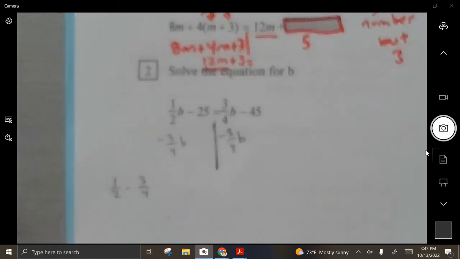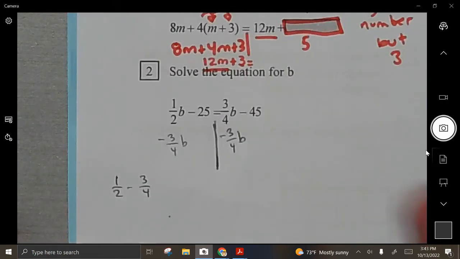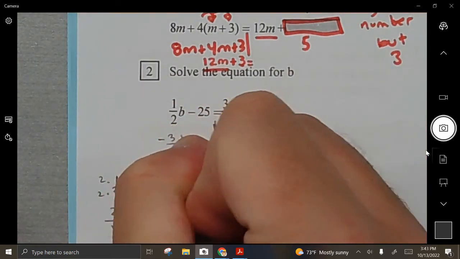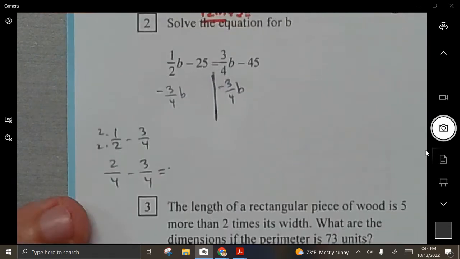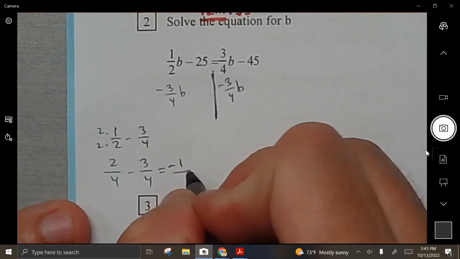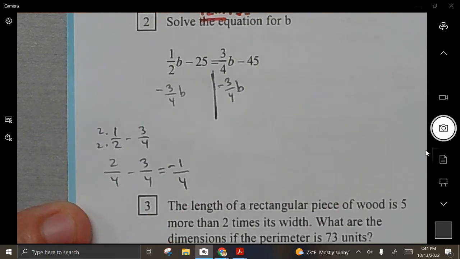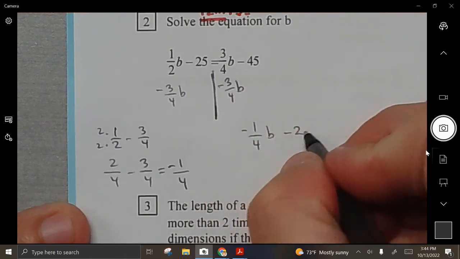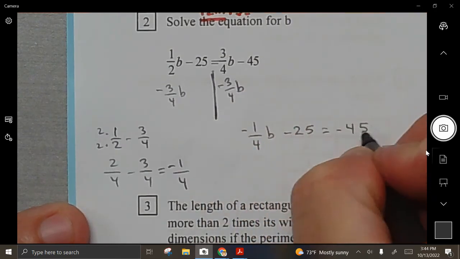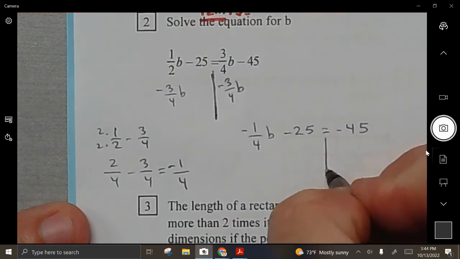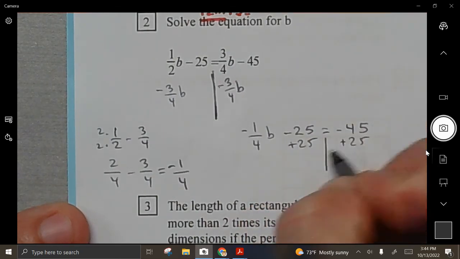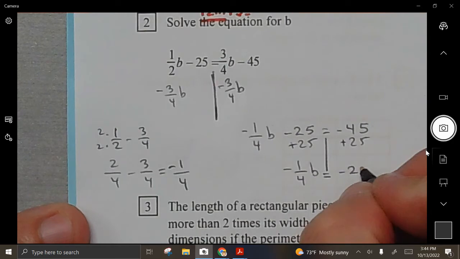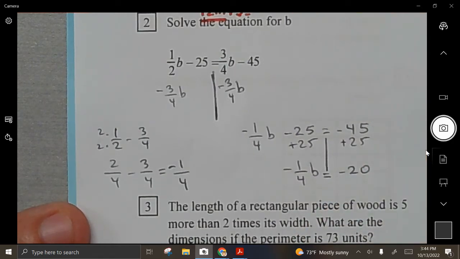Okay? When we do that, we're going to get 2/4 minus 3/4, and we're going to get negative 1/4. If you do this math, 2 minus 3 is negative 1. Okay? So now you have negative 1/4 b minus 25 equals negative 45. Add 25 and it equals negative 20. All right?